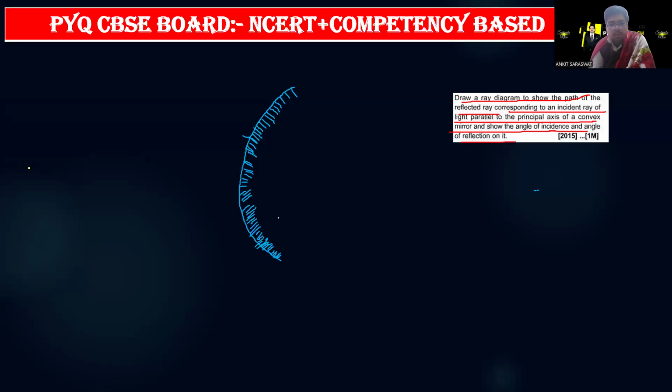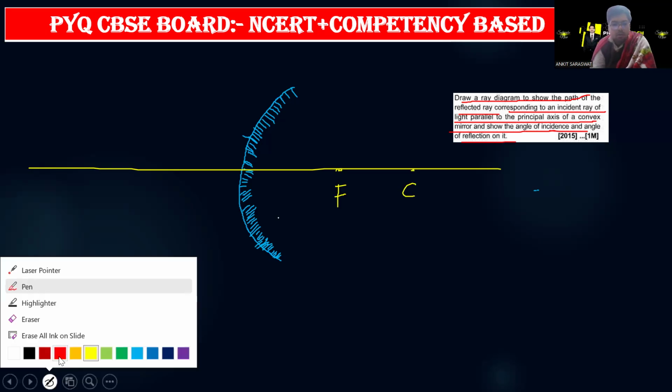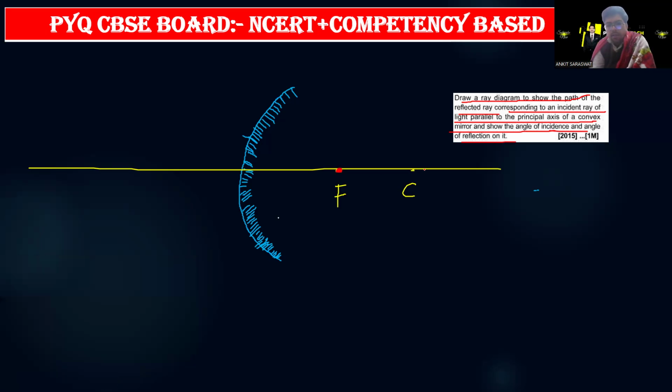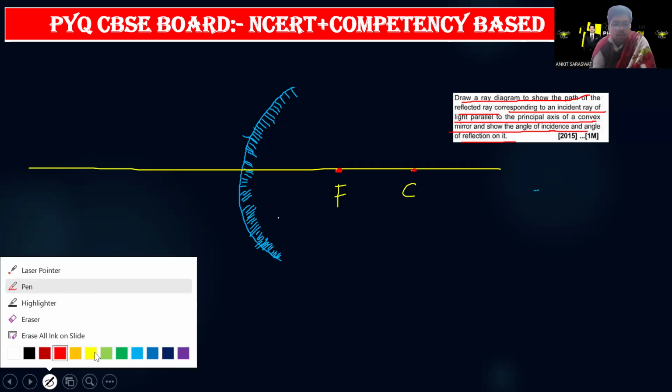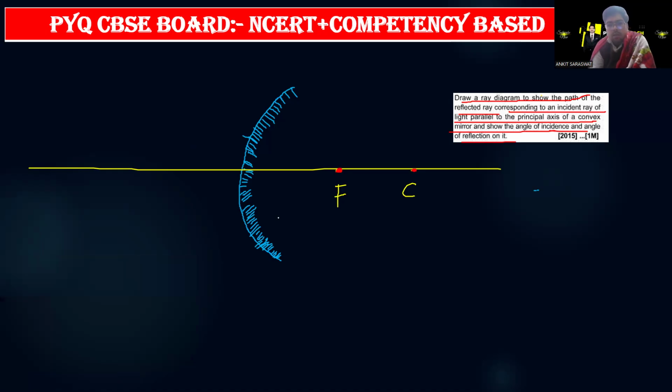Now draw the principal axis. This is our focus and this is the center of curvature. If you want me to highlight, I can highlight also. So what they are saying, just look at this. If a light ray is parallel to the principal axis, it will be like this.